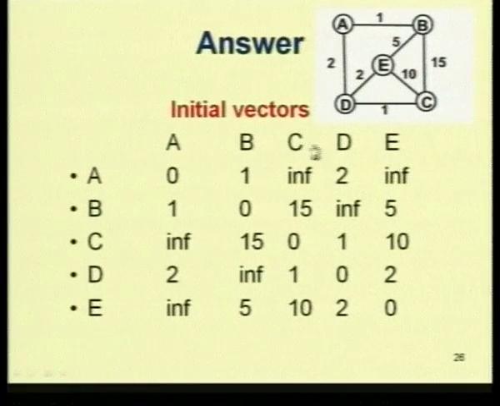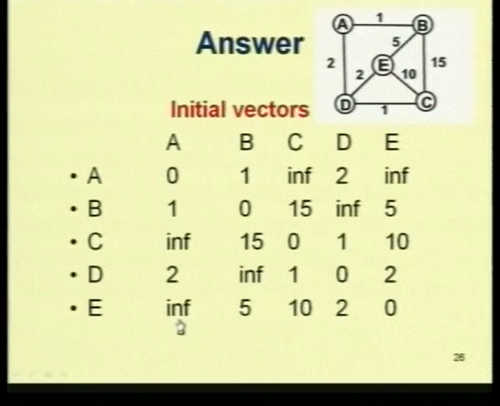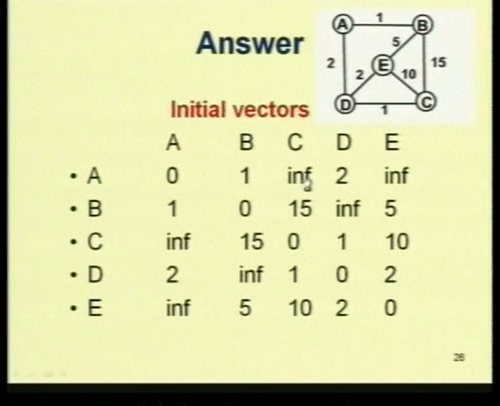So, let us say at A, B, C, D and E, right, these will be the initial vectors. A will say I can reach A with a cost of 0, B with a cost of 1, C it does not know any information about C, so let us set that to infinity, then D with a cost of 2, E again is set to infinity because there is no direct connection between A and E. Now, B similarly will say I can reach A, C and E with 1, 15 and 5 as the distances. To D is set as infinity. Similarly, you can see that C will be infinity to A, 15 to B, 0 to C, 1 to D, 10 to E and so on. Okay.